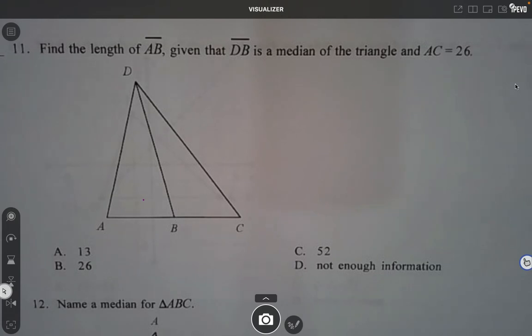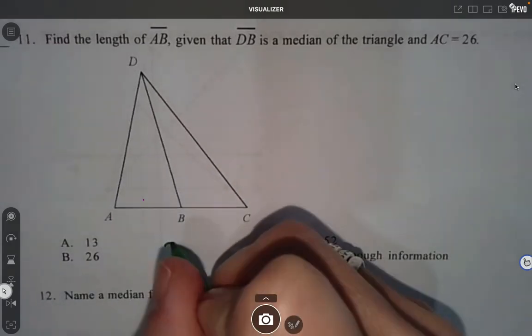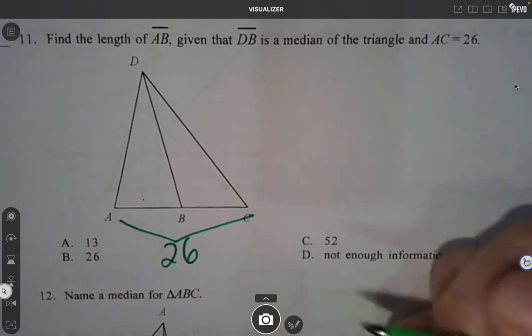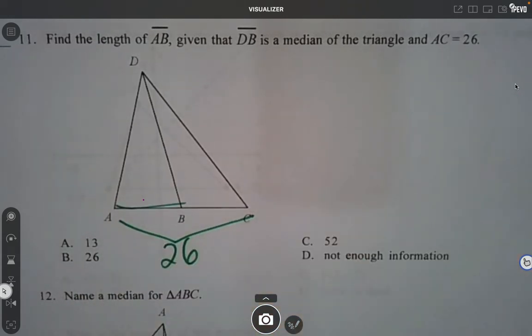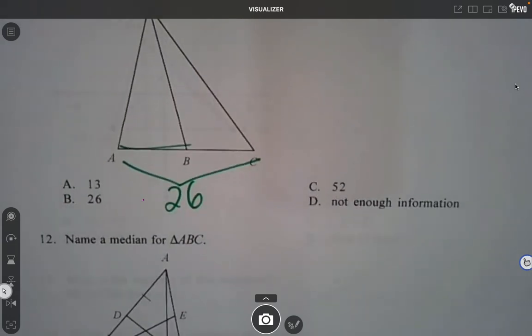Find the length of AB. If DB is the median, that means it's in the middle. And we know that the whole thing, AC, is 26. If the whole thing is 26, what's this part? 13. There you go. It's 13. 11 is A. Is everybody good with that?